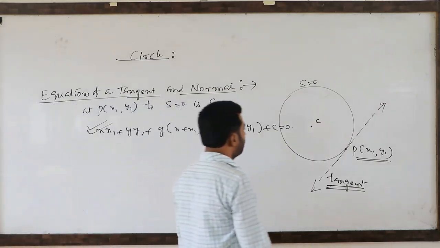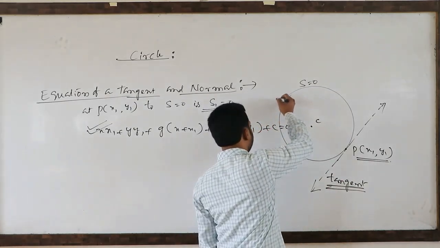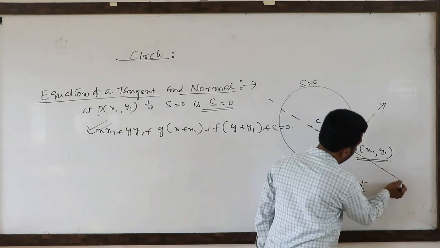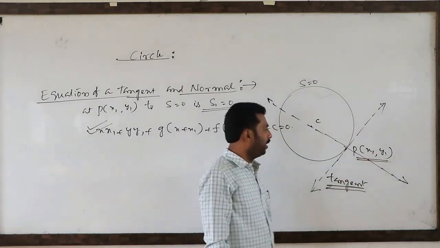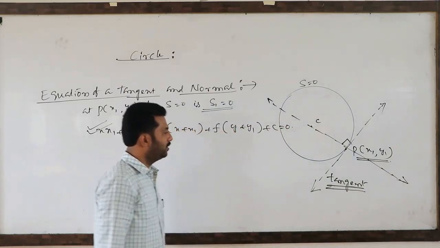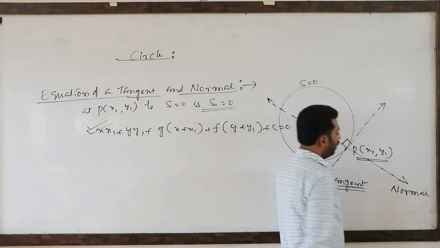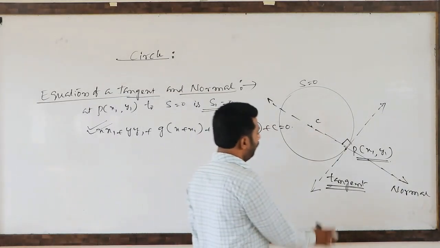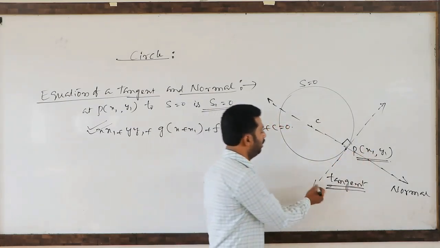Next, what is the normal? Normal means it is also a line, drawn at the point P of x1 comma y1, which is perpendicular to the tangent. This line is called the equation of the normal. So the equation of the normal means it is also a straight line which is perpendicular to the tangent drawn at the point P of x1 comma y1.